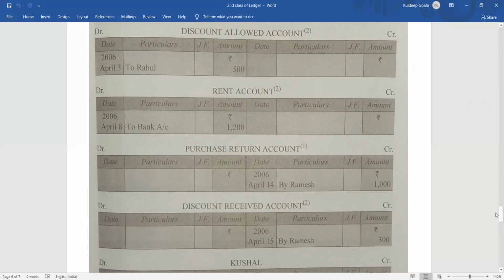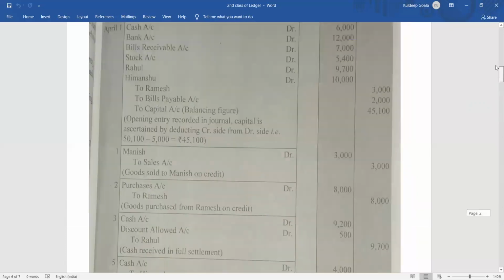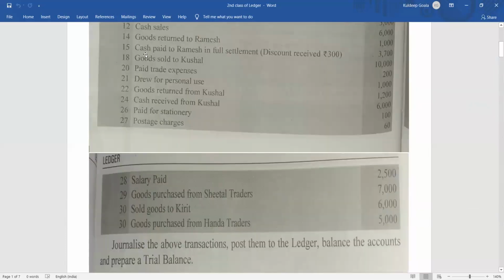Okay. Now we will go back once again to the question and find out what is our next transaction. Cash paid to Ramesh in full settlement. In full settlement, we have paid him the money. Discount received was 300. So we are paying him 3700. Clear? And discount received was 300. So what is the journal entry? Ramesh debit 4000 rupees. How? The 3700 that we are paying plus this discount. So total account was of 4000. We are closing it. So Ramesh debit 4000 to cash. Cash is going out. So credit cash will be 3700 to discount received 300.